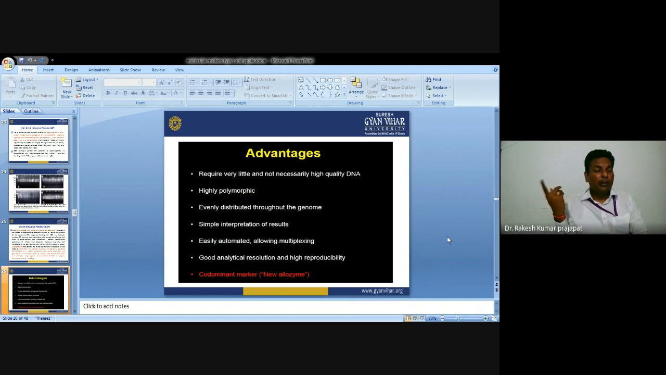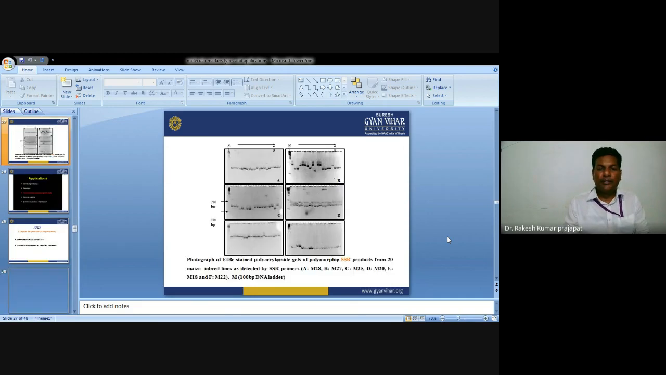They are highly polymorphic because of the repeat unit. The variation is because of the repeating unit. If the repeat occurs 6 times, 7 times, or 8 times, the repeat unit determines the polymorphism of this marker. They are evenly distributed throughout the genome because the repeat units are present throughout the genome. Simple interpretation, easily automated, allowing multiplexing. So this is the figure representation of the SSR molecular markers.